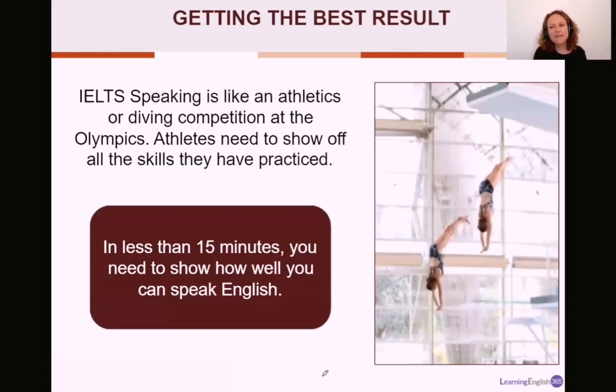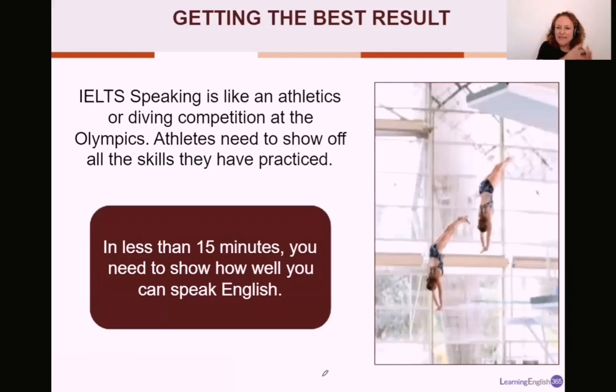Often students make the mistake of thinking about a question that they might be asked in the speaking exam and writing an answer. It doesn't really help. It doesn't really help because this is not a written test. This is a speaking test. So we write differently to how we speak.